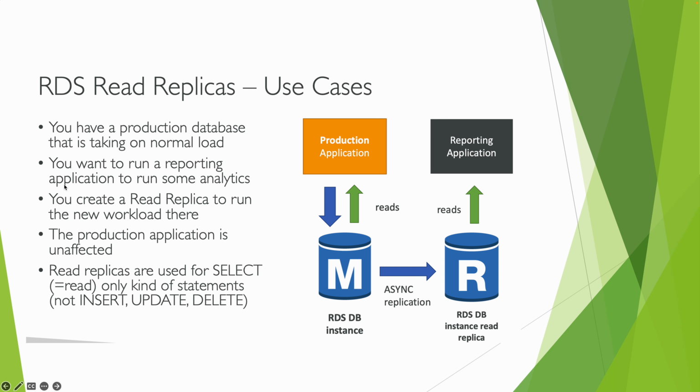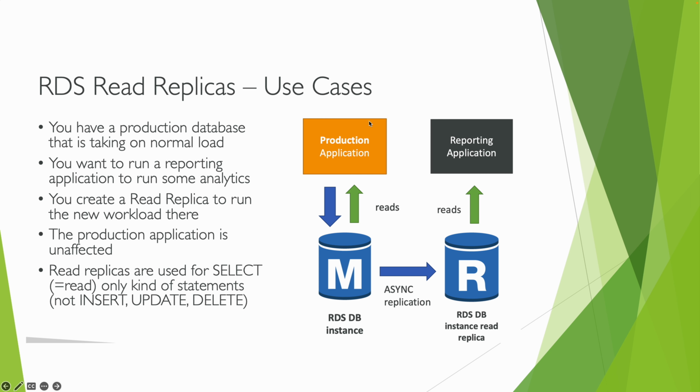And you want to run a reporting application to run some analytics. You need to run some reporting application on this data to get some analytics. So you create a read replica to run this new workload there, instead of connecting your reporting application to your master database instance, because we don't know how much load this application will put on the master database. If the load increases on the master instance, this will affect the production application.